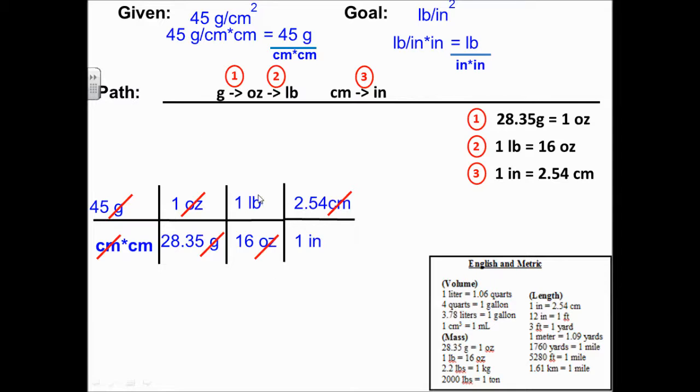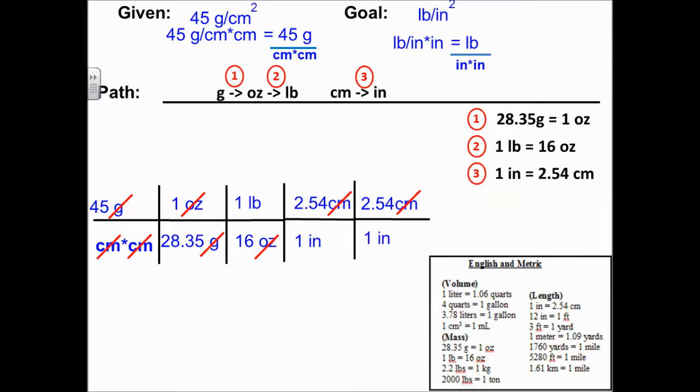If we stopped right now, we'd have really weird units of pounds times pounds divided by centimeters times inches. It's not what we want. We need to cancel out this last centimeter. So we're just going to do this one more time, similar to what we did in the previous problems in these notes. We're just going to take 2.54 centimeters over 1 inch. Centimeters on bottom cancel out centimeters on top. And there we go. We have our final units, pounds over inches times inches. We did it. So let's just plug all of this into a calculator now.